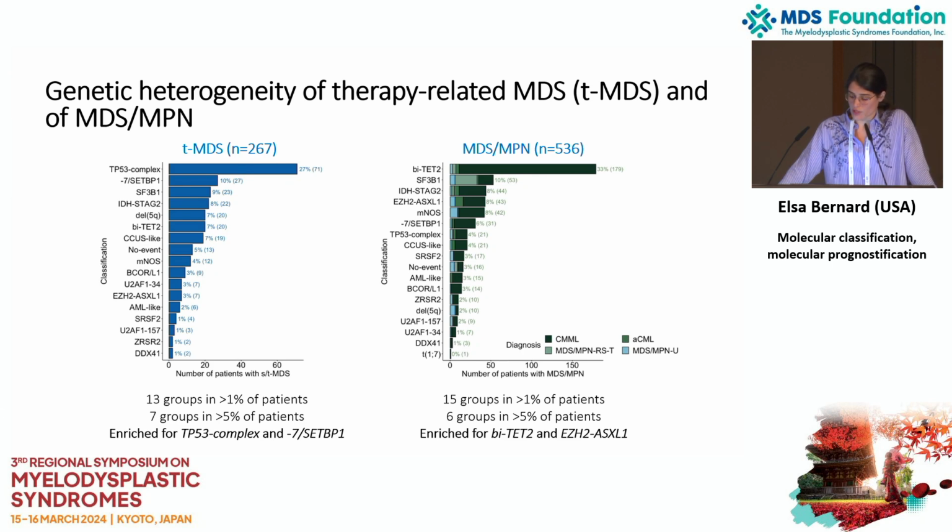Similarly, for the MDS-MPN overlap disease, we observed 15 groups recurrent in that disease subset, and 6 groups were observed in more than 5% of patients. There was a very strong enrichment, as expected, for the biallelic TET2 subtypes, enriched for CMML, MDS-MPN-RS enriched for SF3B1, and atypical CML enriched for the EZH2 SXL1 subtype. However, again, we observed a high heterogeneity that spread across many subtypes in the overlap MDS-MPN.